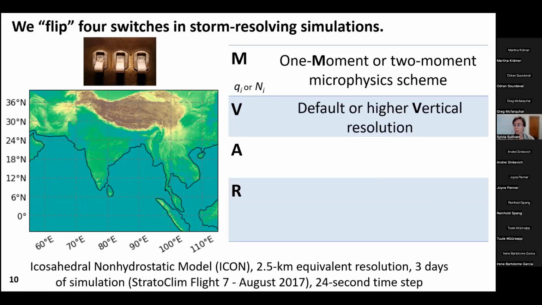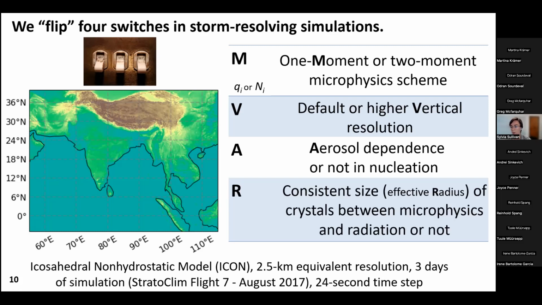Then the second switch has to do with vertical resolution. By default, the model has 75 levels, and we'll increase that, particularly in the upper troposphere, to 120 levels. The third switch has to do with aerosol dependence in our nucleation scheme. And the final switch has to do with the size of our crystals, the effective radius, and whether that effective radius is consistent between the microphysics and the radiation schemes.